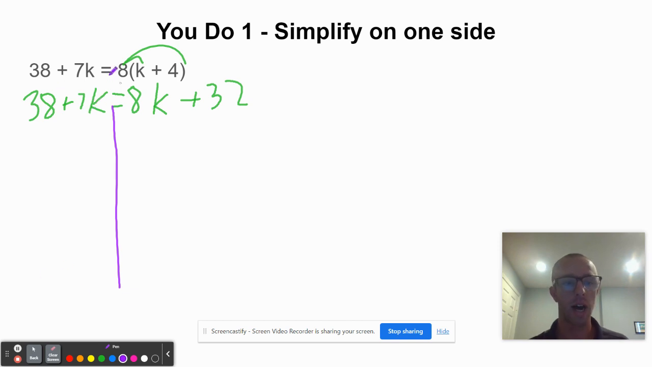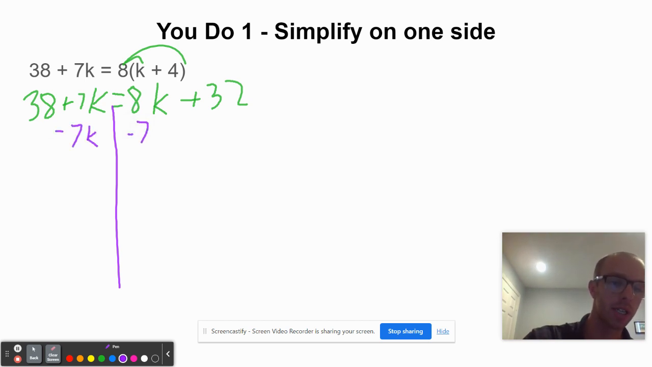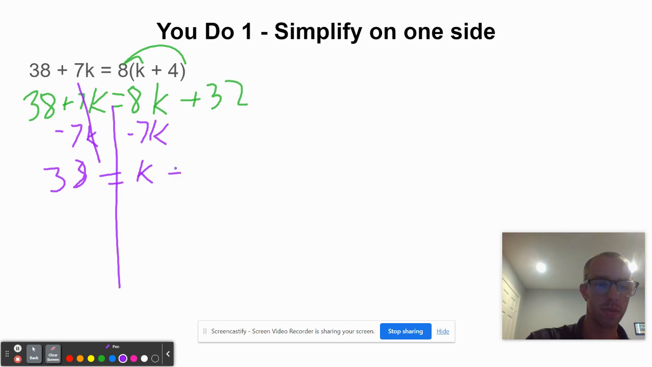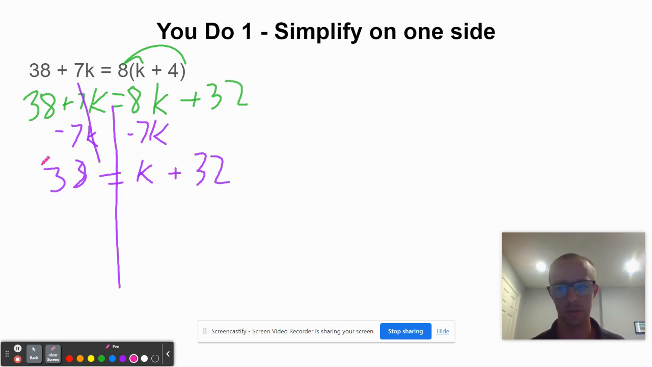I can get rid of either this positive 7k or this positive 8k. I'll get rid of the smaller one, positive 7k, subtract 7k from both sides. Make sure I'm lining these up. These cancel. Get 38 equals 8k minus 7k is just k, or 1k, plus 32. So what is this saying? Sometimes it's helpful just to think about what it's saying. It's saying k plus 32 equals 38. So what number plus 32 gives me 38? Think about it. Hopefully you thought of 6.